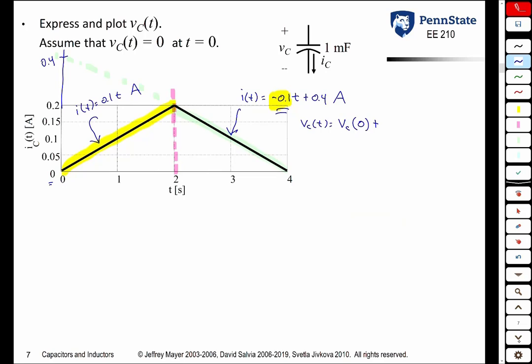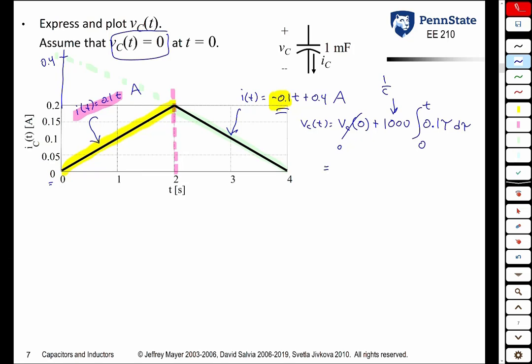So VC of t is going to be VC of 0 plus 1 over C times the integral from t0, which is 0, to t of, in this case, that expression there. And I'm going to use my dummy variable tau, and you're going to see why in a minute. 0.1 tau d tau. So if you work out this math, VC of 0 is 0. We're told that.